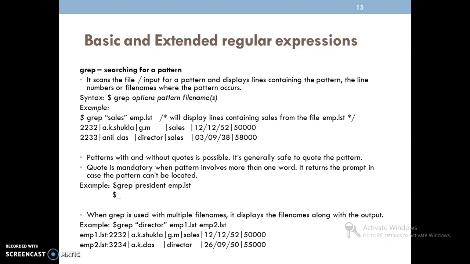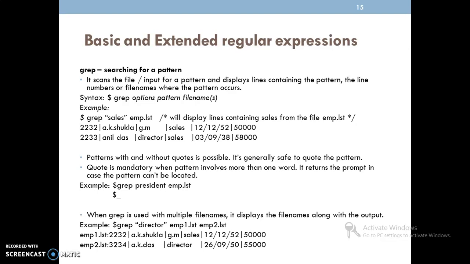The syntax is grep options pattern filename. Here grep is the name of the command, options are the options we are using, and we'll see that concept. Pattern is a particular pattern name. File is the input file name that we are using. We'll see an example of how it works.